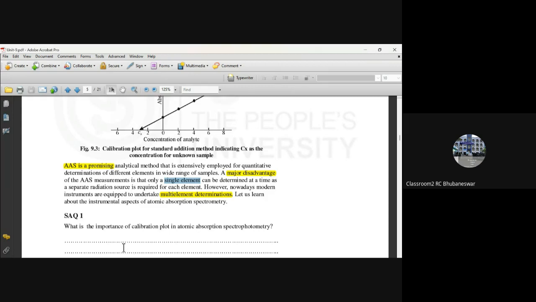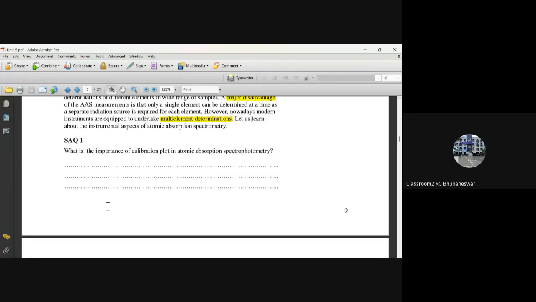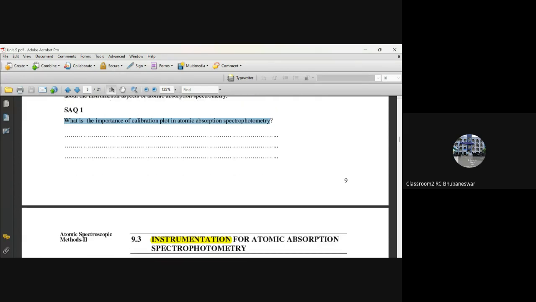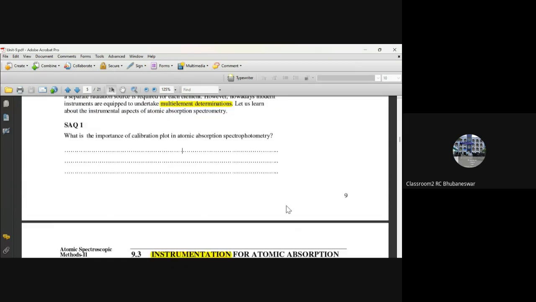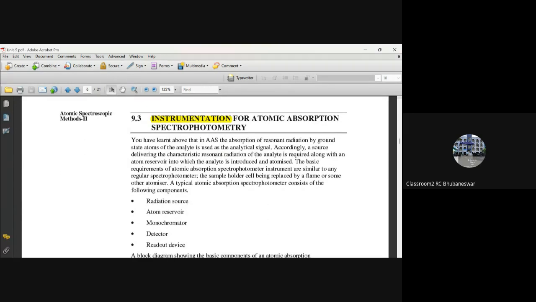And while purchasing this AAS instrument, if you are going for more radiation sources, then it will cost you more. So it is not so easy to get this. If you are taking one or two elements, maybe it comes around 40 lakh or 45 lakh. For multi-element determination also it is helpful, but it needs more sources, okay? See, here the question is, what is the importance of a calibration plot? So you need to do it. As I was telling you, in all the materials you have SAQs, and before that you will be answered. It has been made in a nice way, this material.